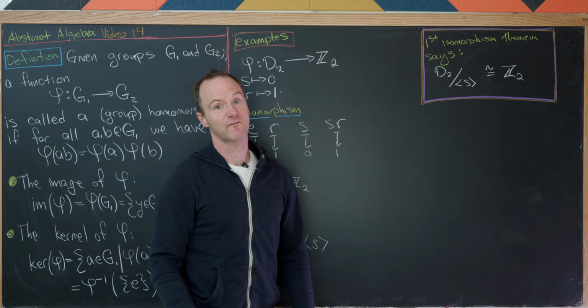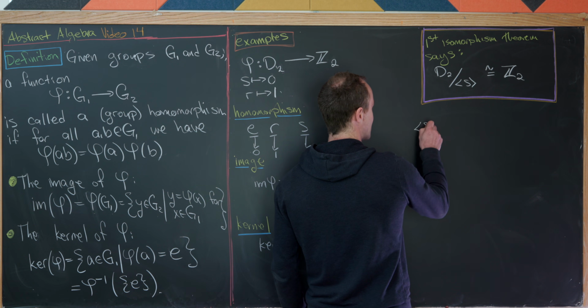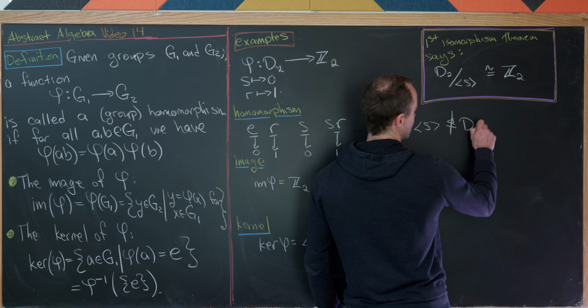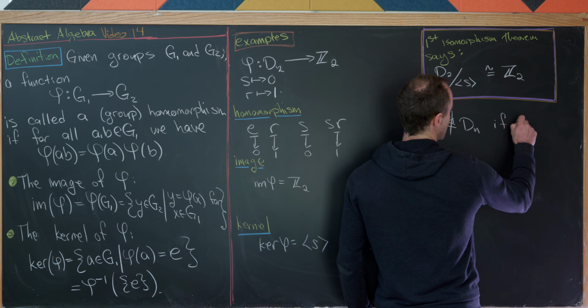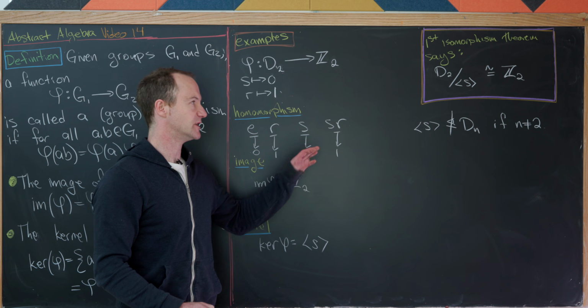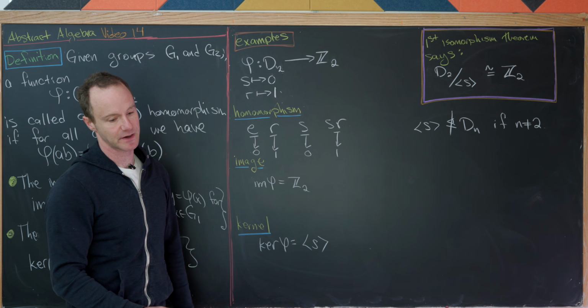And then I guess furthermore, what we uncovered is that in general, the subgroup generated by S is not a normal subgroup of Dn if n is not equal to 2. So that means we can't talk about the quotient in any other case except for this case up here.